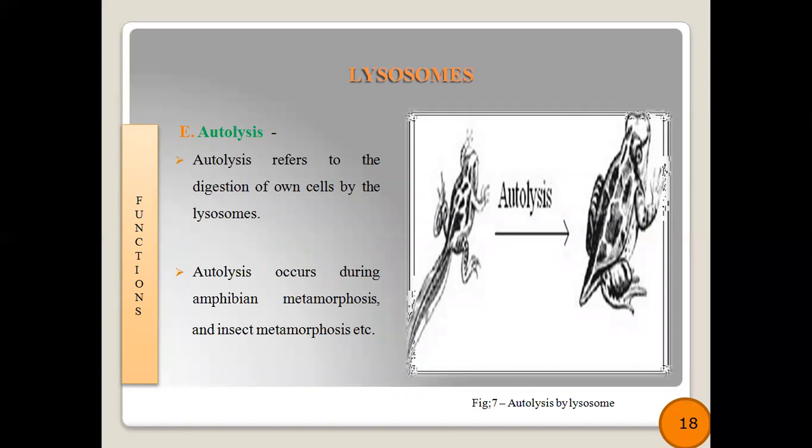Next one is autolysis. Autolysis refers to the digestion of the own cell by the lysosome. Autolysis occurs during amphibian metamorphosis and insect metamorphosis, etc. So this is the autolysis by the lysosomes, which is in the figure.